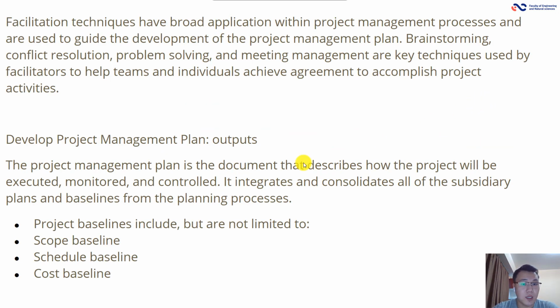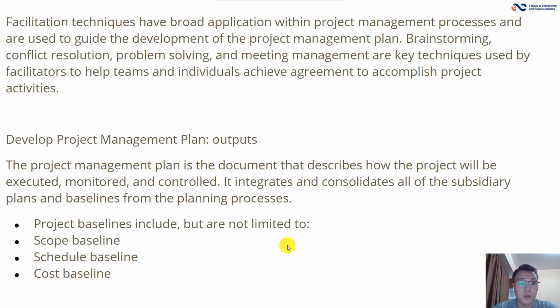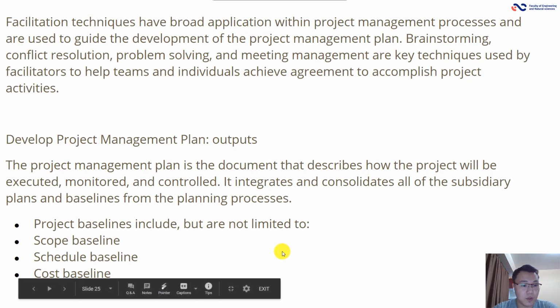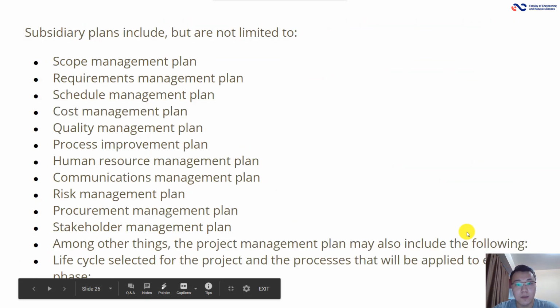Develop project management plan outputs. Here, the project management plan is the document that describes how the project will be executed, monitored, and controlled. It integrates and consolidates all the subsidiary plans and baselines from the planning processes. Project baselines include, but are not limited to, scope baseline, schedule baseline, and cost baseline.